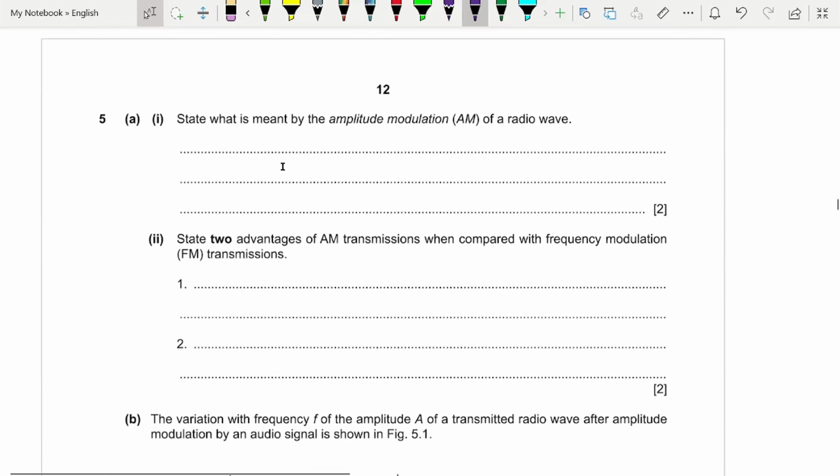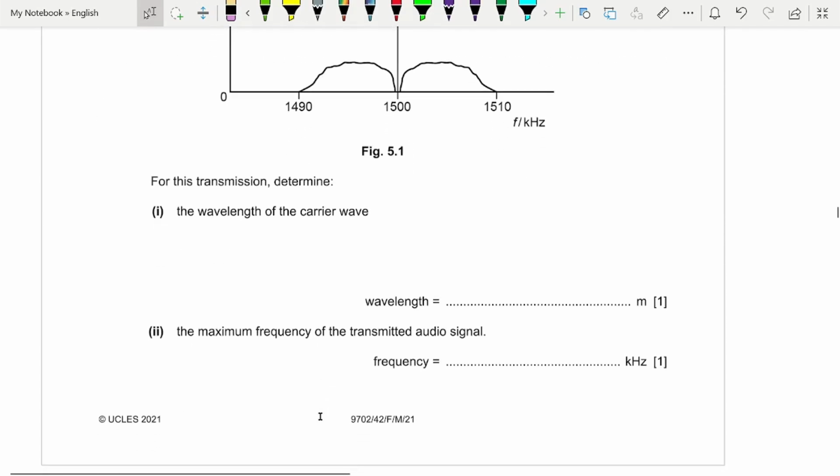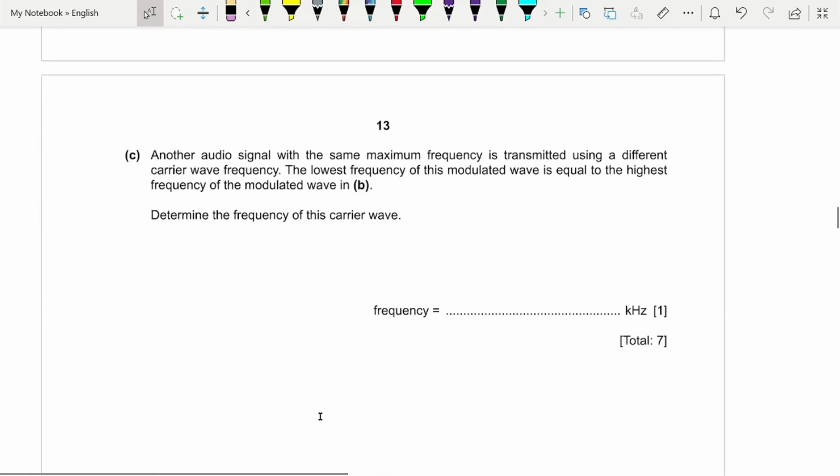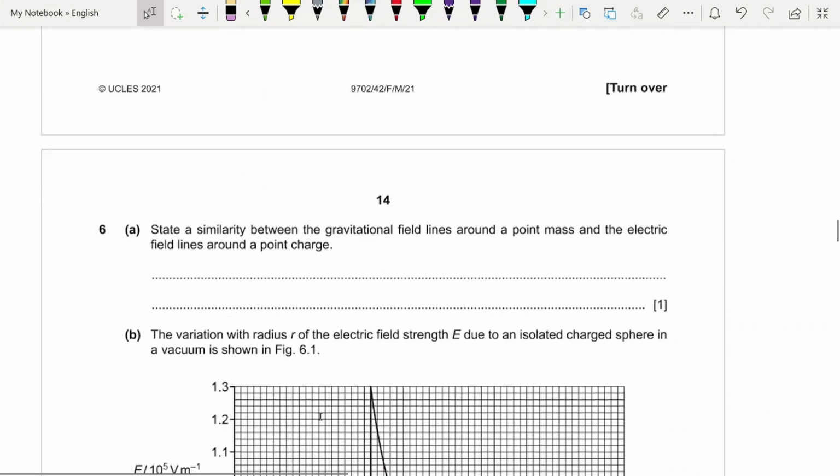Next question. Amplitude modulation of radio waves. If you're doing the syllabus from 2022 going forward to 2024, you don't do modulation, it's out of your syllabus. So we're not going to cover that. If it comes into the syllabus, we can go and cover these questions. But to be honest, it's not going to help anyone, since most of you watching are doing the syllabus from 2022 going forward.